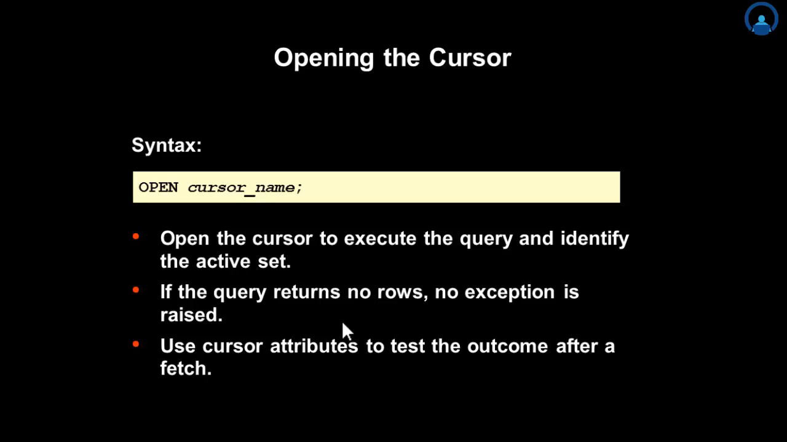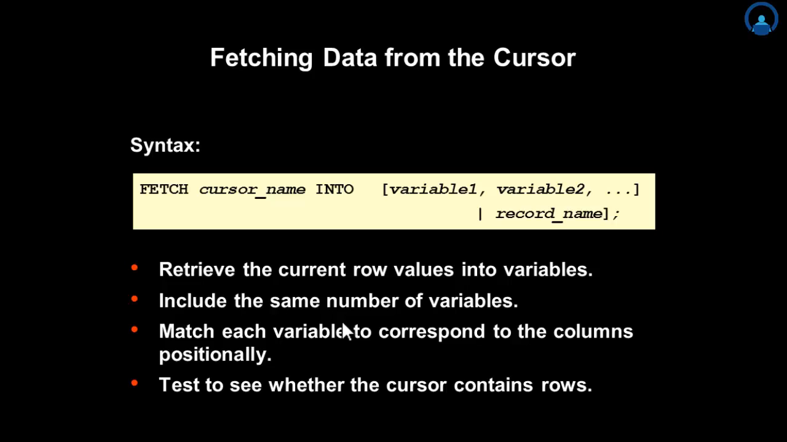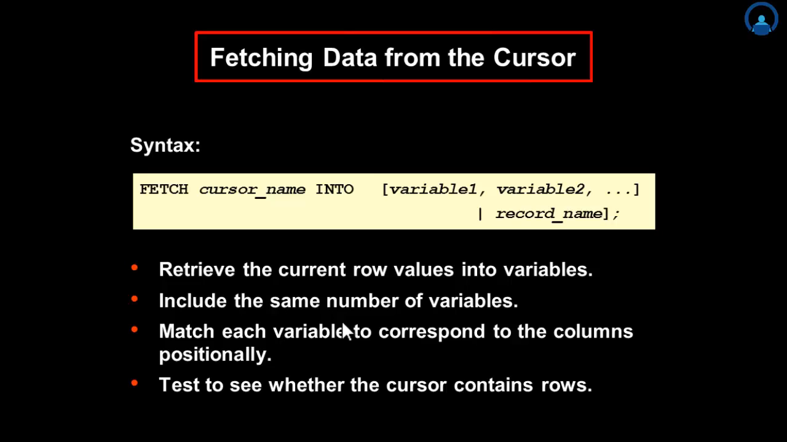For cursors declared using the FOR UPDATE clause, the OPEN statement also locks those rows. The FOR UPDATE clause is discussed in a later lesson. Note, if the query returns no rows when the cursor is opened, PL/SQL does not raise an exception. However, you can test the status of the cursor after the fetch using the SQL%ROWCOUNT cursor attribute. We now move to fetching data from the cursor.